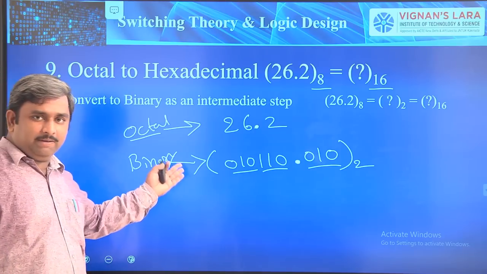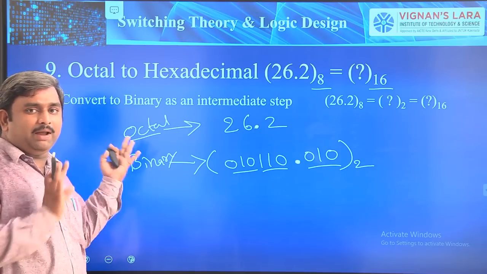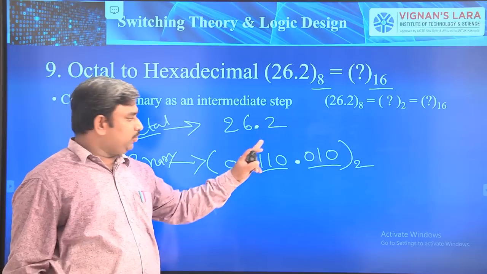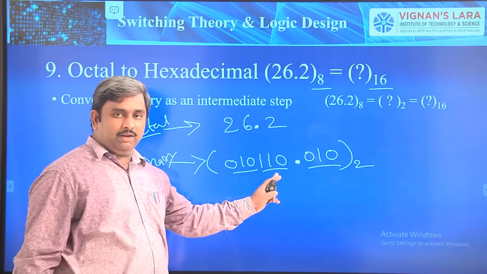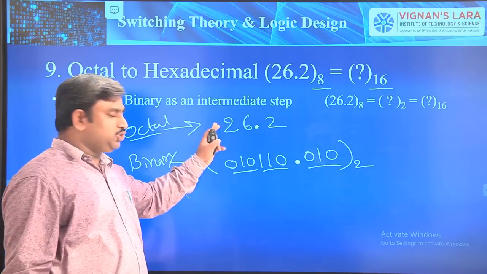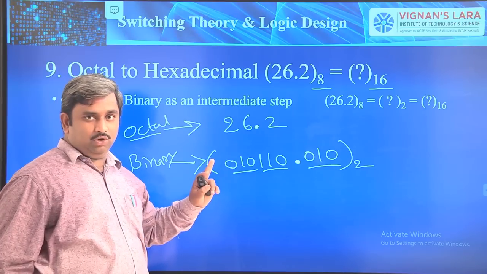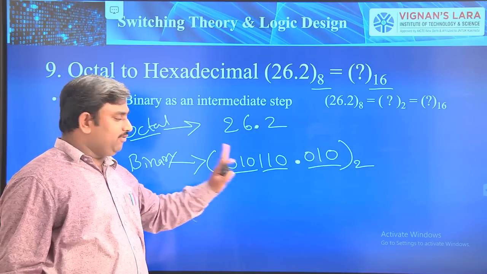What we did in the previous conversion technique, the same technique we applied here. So 26.2: 6's equivalent binary number is 110. Next, 2's equivalent value is 010. Okay, so these are the equivalent values.